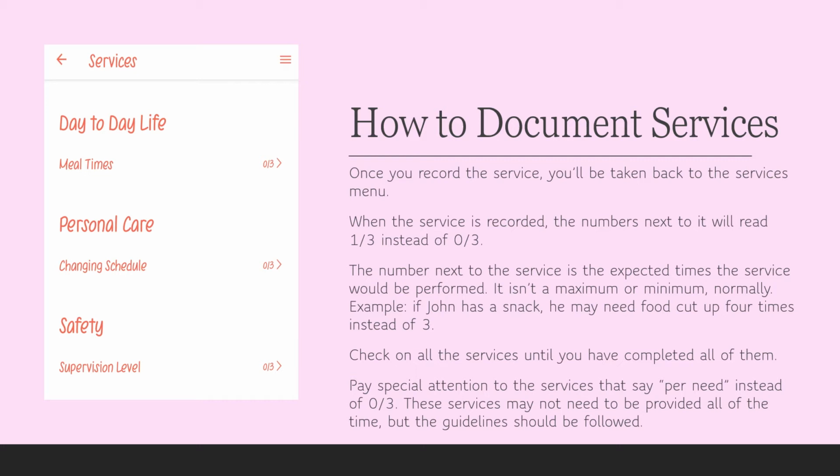Pay special attention to the services that say per need instead of 0 out of 3 or however many. These services may not need to be provided all of the time, but the guidelines should be followed. For example, if you are working with someone and they have a per need service that says staff will encourage the individual to use calming techniques, and you did that, you want to make sure that you document on it, even if it just says per need.